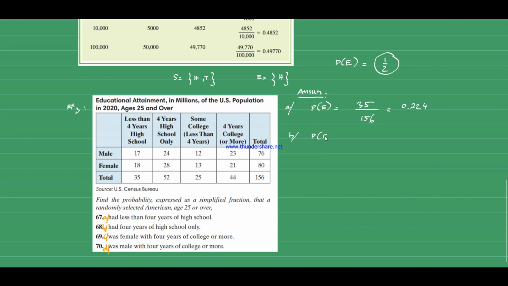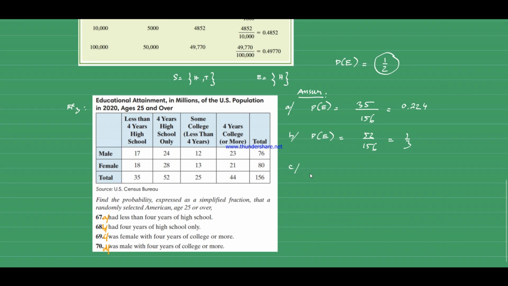How about part B? Part B has only 4-year high school, and this will be 52. 52 over 156, which simplifies to about 1 over 3.